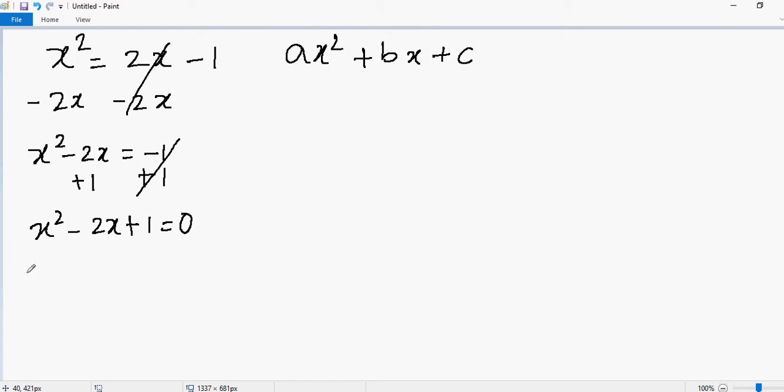Now let's write our quadratic formula. So the quadratic formula is x is equal to negative b plus and minus under root b squared minus 4ac over 2a.